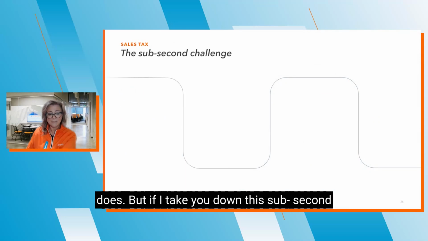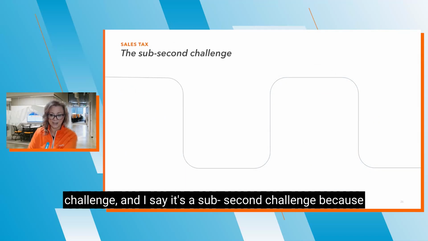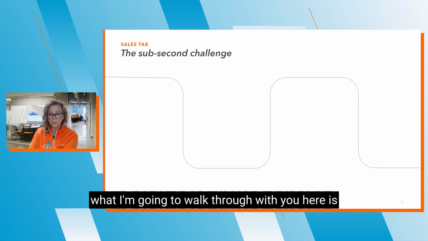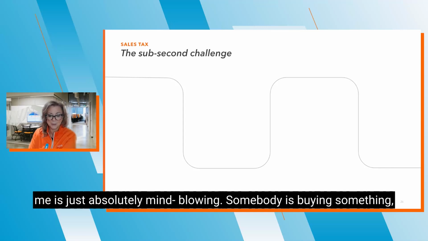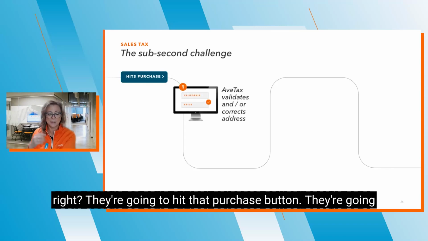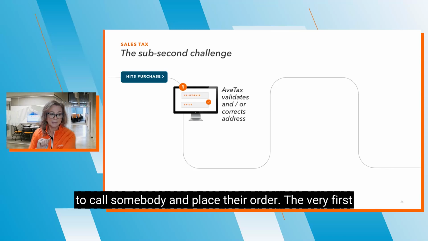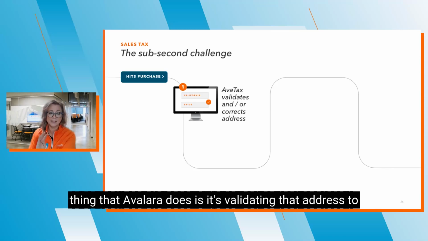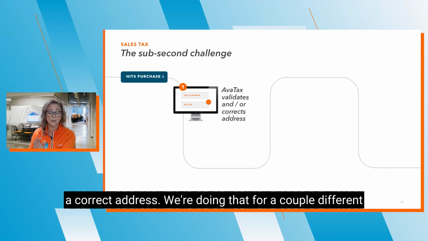But if I take you down this sub-second challenge, and I say it's a sub-second challenge because what I'm going to walk through with you here is what Avalara does in less than a second, which to me is just absolutely mind-blowing. Somebody is buying something, right? They're going to hit that purchase button. They're going to call somebody and place their order. The very first thing that Avalara does is it's validating that address to a correct address.